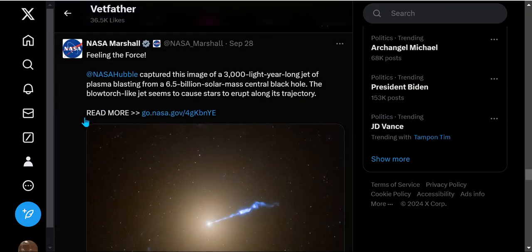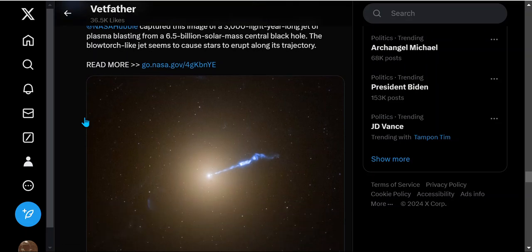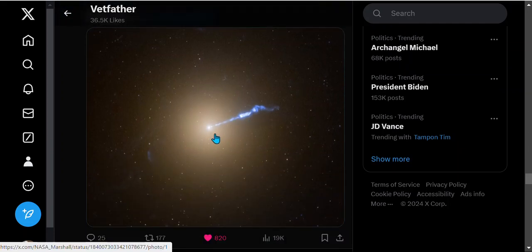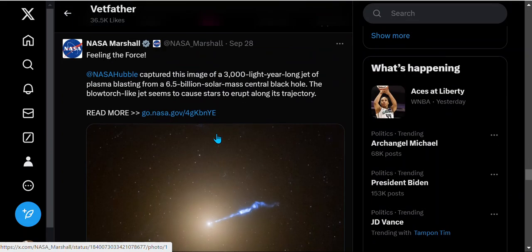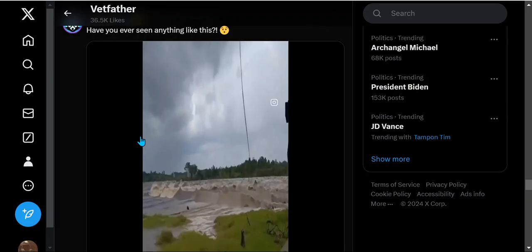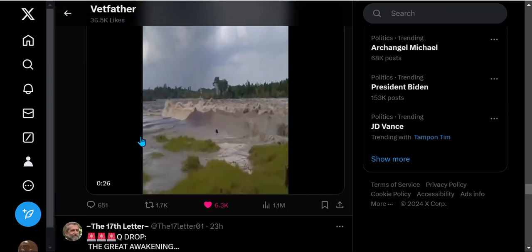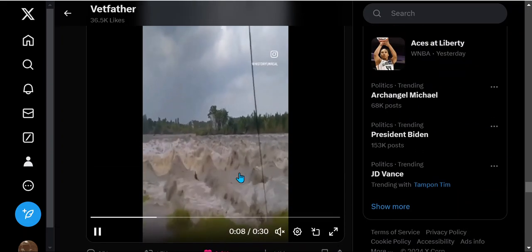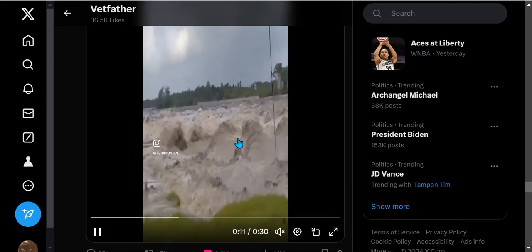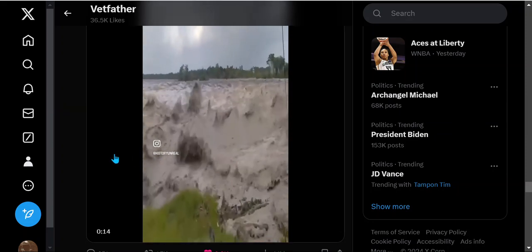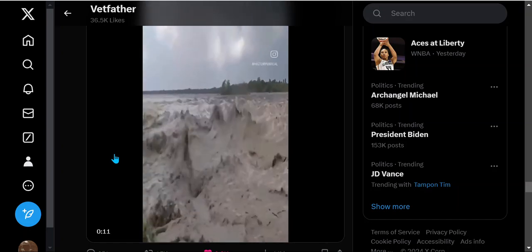So we do have confirmation, and NASA's putting this out on the 28th. Some sort of, what is this, black hole, jets coming out of it. Okay, where is it? And then remember the fish? Look at the vibration, the frequency. Frequency affects water. Frequency affects everything. I mean, in the beginning, there was the word.